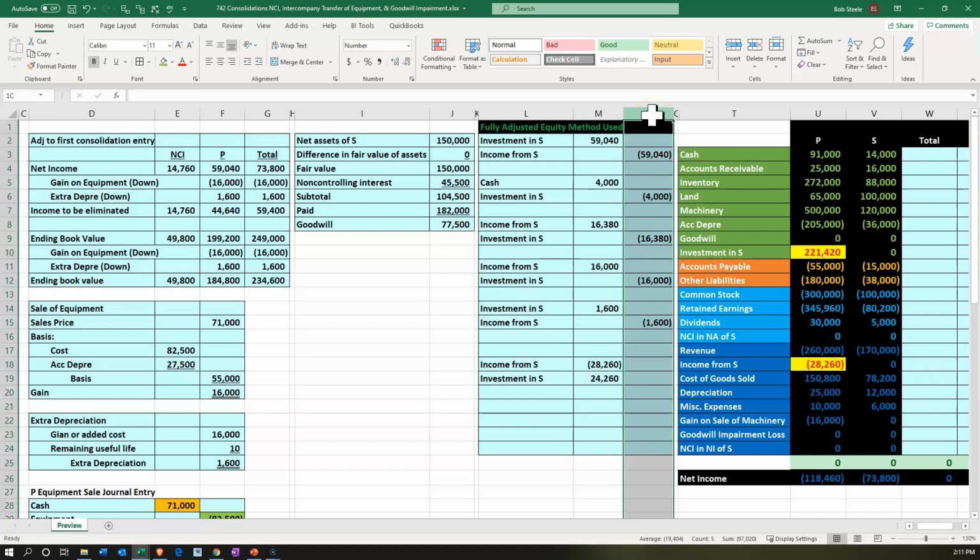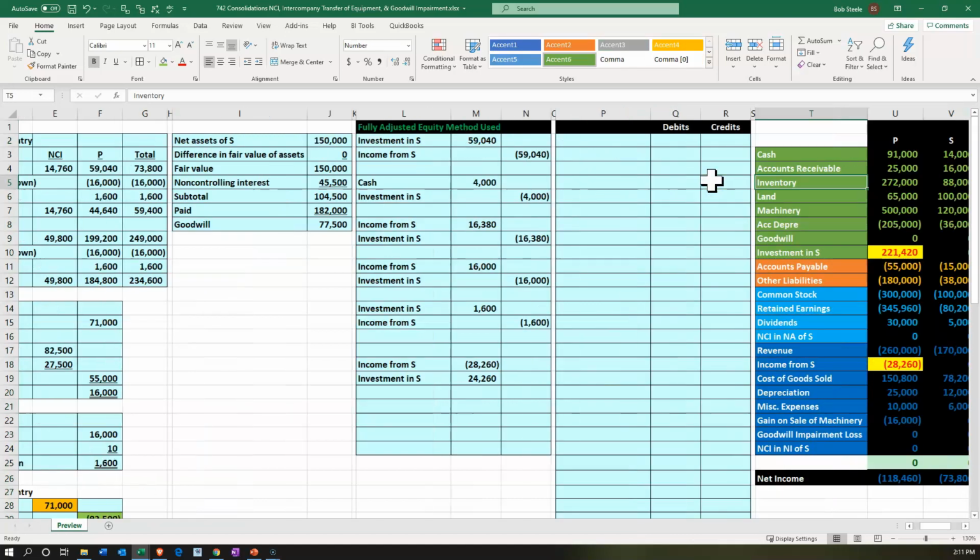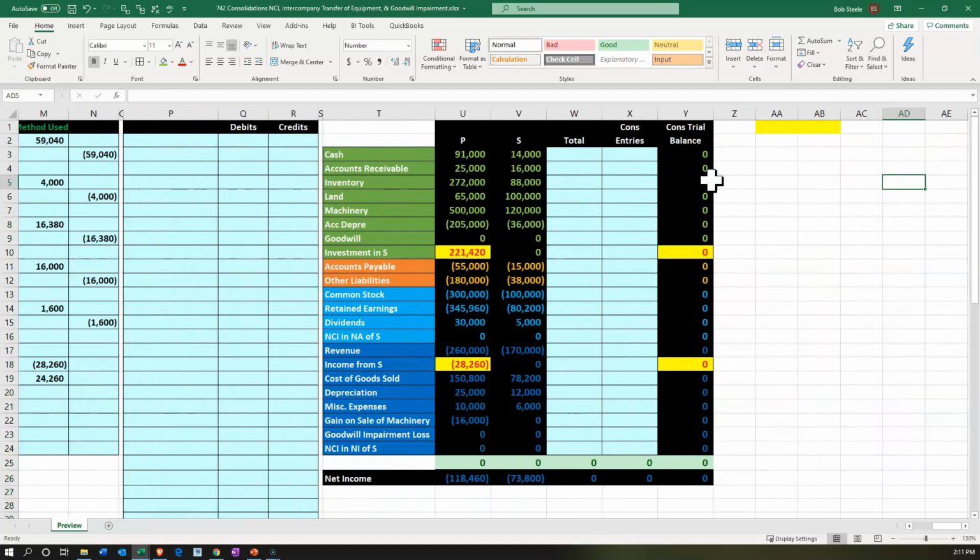I'm going to highlight from N to T, let go, right click, and unhide. All right, now we're getting into the actual consolidation worksheet here, which is exciting. This is the moment that we have been waiting for.